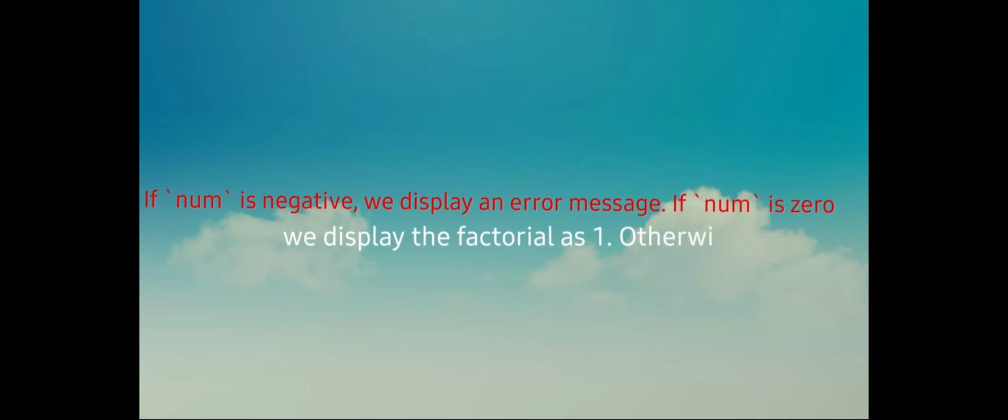If num is negative, we display an error message. If num is 0, we display the factorial as 1. Otherwise, we display the calculated factorial for num.